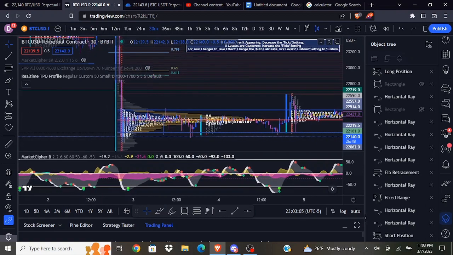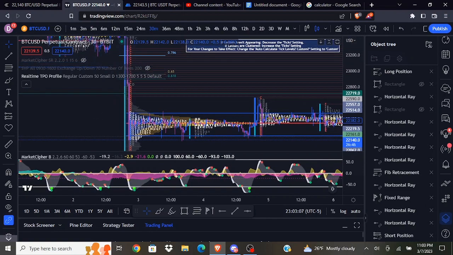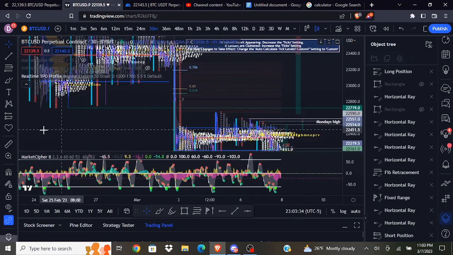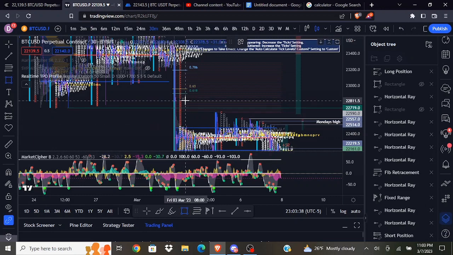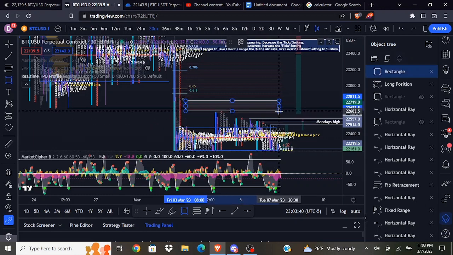And basically I like to look for single prints. You can see some of them have red lines coming off of them. Some of them don't. This just means that these are unfilled. The ones that have the red lines protruding from them have not been filled yet. And so this indicator shows you very nicely where these single prints are and if they are filled yet.